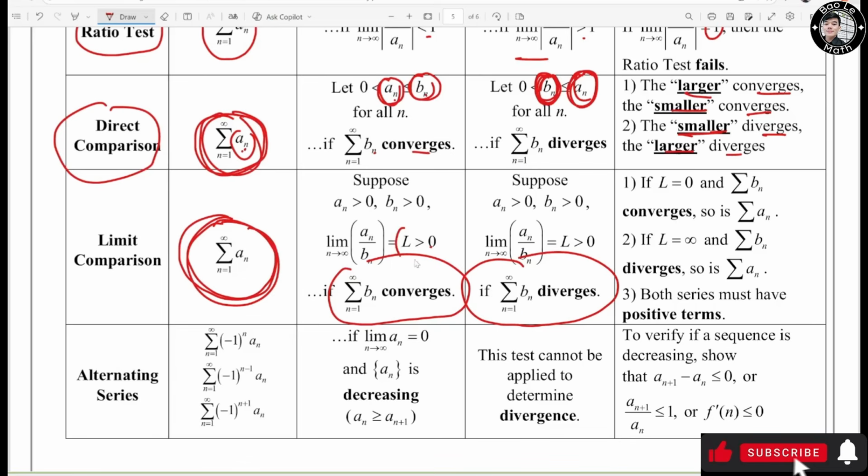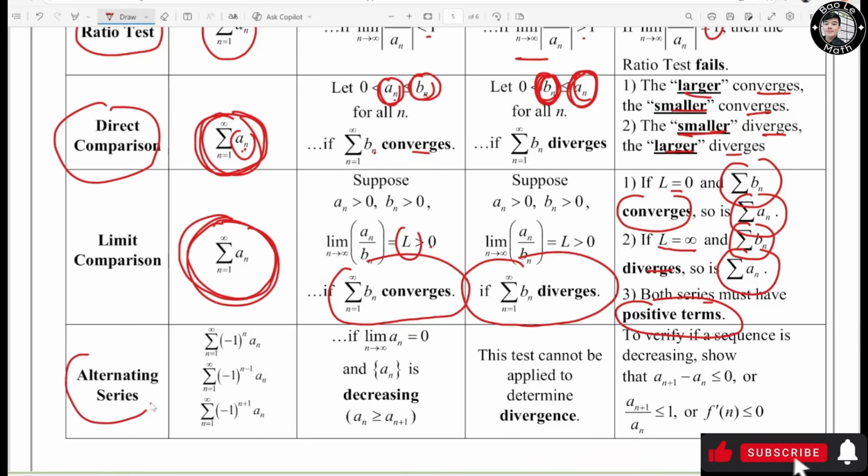If the number L equals 0 and the series on the bottom converges, then the top converges as well. If L equals infinity and the bottom diverges, then so does the top. Now, number 3, both series must have positive terms.